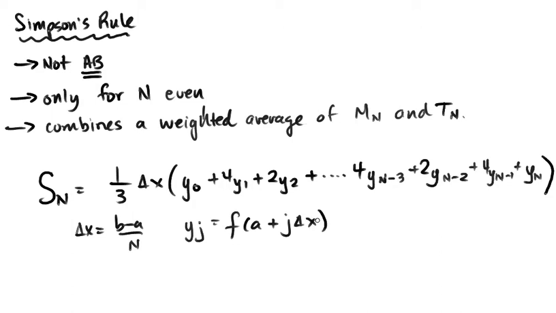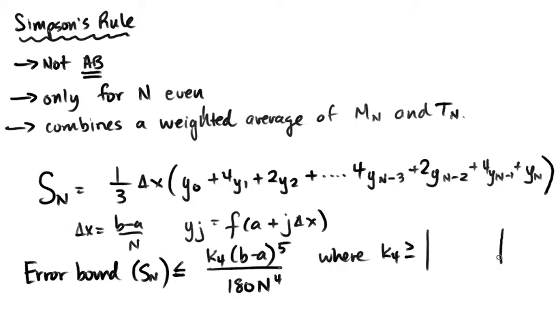It has an error bound that is a little bit more complicated than the ones that we saw before. So the error bound is less than or equal to k sub 4 times b minus a to the fifth over 180 n to the fourth, and k sub 4 just refers to the fact that instead of the second derivative, you end up taking the fourth derivative of x in absolute value, and you're finding out what the largest k value is on the interval from a to b.